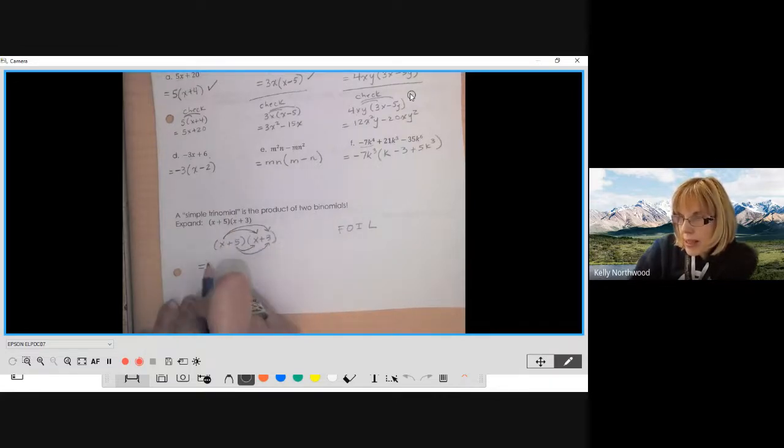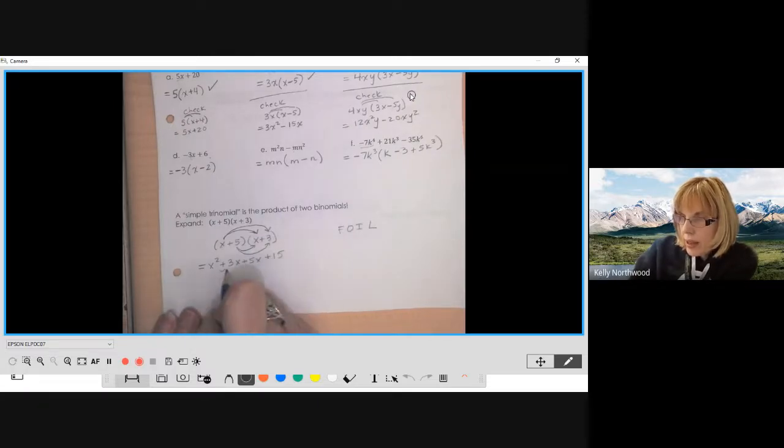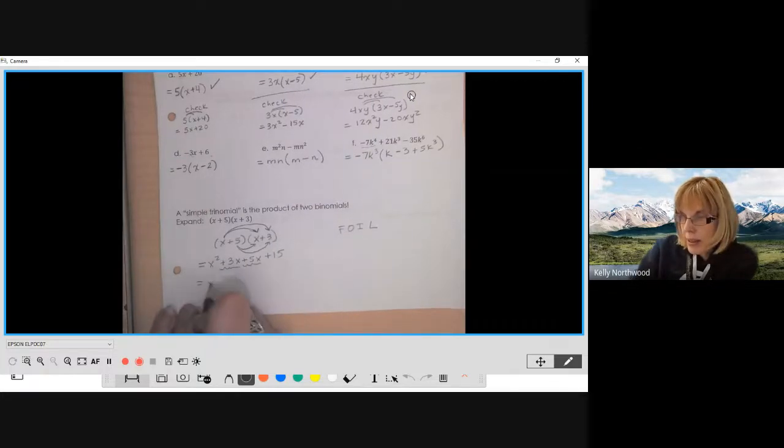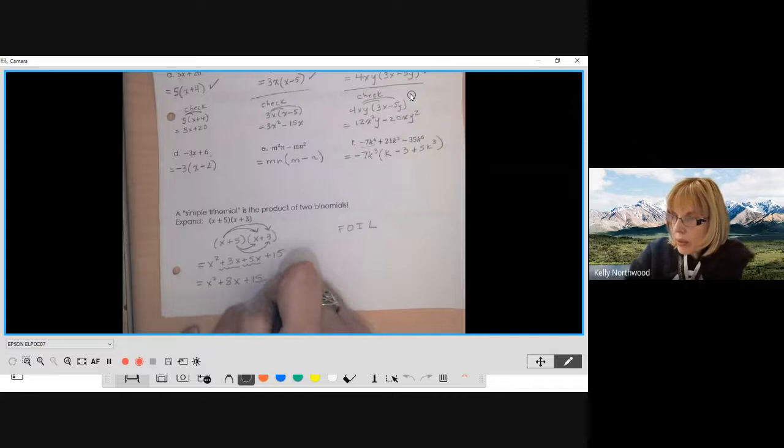So x times x is x squared. X times positive 3 is positive 3x. Positive 5 times x is positive 5x. And positive 5 times 3 is positive 15. And then what usually happens is the middle terms are like terms and they can be combined. And you get what's called a simple trinomial when you multiply those 2 binomials together in this case.